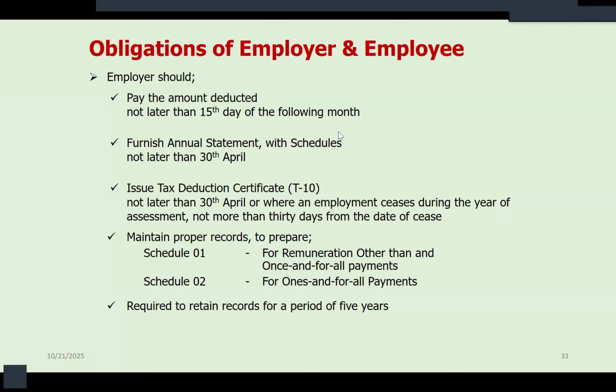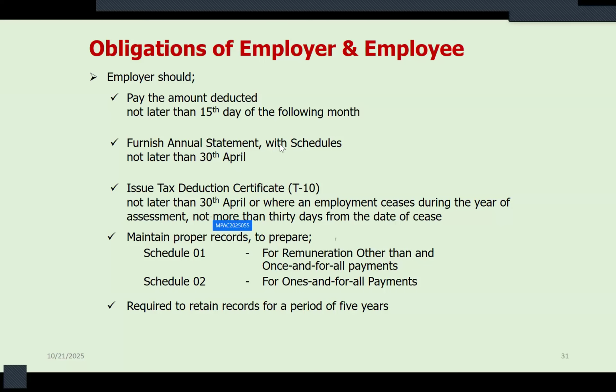For example, if an accountant deducted APIT in the month of April, before the 15th of May, that deducted amount should be paid to the department. And after that, an annual statement with schedule should be prepared by that employer, and before April 30th, that annual statement with that schedule should be submitted to the department.